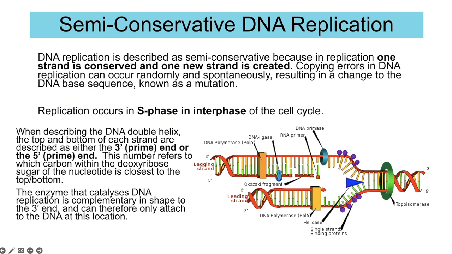And this concept of the 3' and 5' end are useful in describing the stages of DNA replication, because instead of saying the start or the end, you can talk about the 3' or 5' end. And this is relevant because we're going to look at the enzymes involved in DNA replication, and the enzyme that catalyzes one of the stages of DNA replication is complementary in shape, so the active site is complementary in shape to the shape of DNA only at the 3' end. And that means that that enzyme can only attach at the 3' end of the DNA.